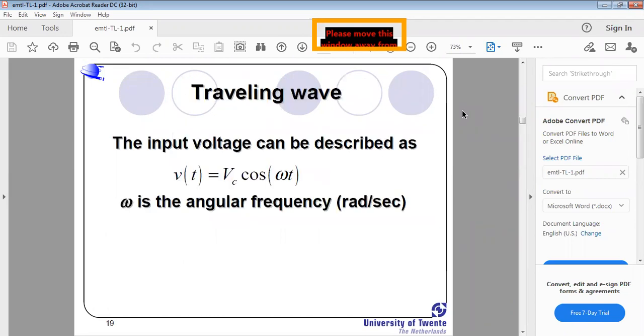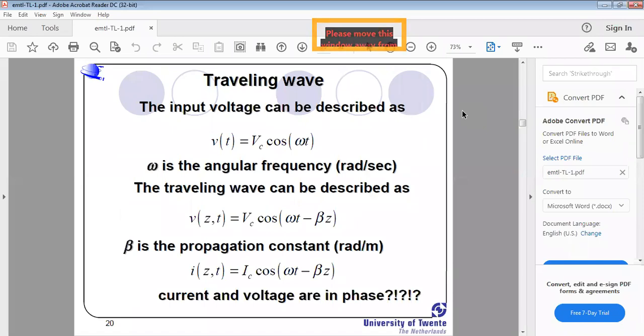See here, a traveling wave. Already I told you in the last class, traveling wave. At one end, I am supplying the voltage V of t, which has a magnitude of Vc and is basically a cosine wave. Whether sine or cosine, generally they prefer cos omega t here for convenience, and you may consider the sine wave also, there is no problem. Vc is the magnitude, it is sinusoidal in nature, where omega is the angular frequency.